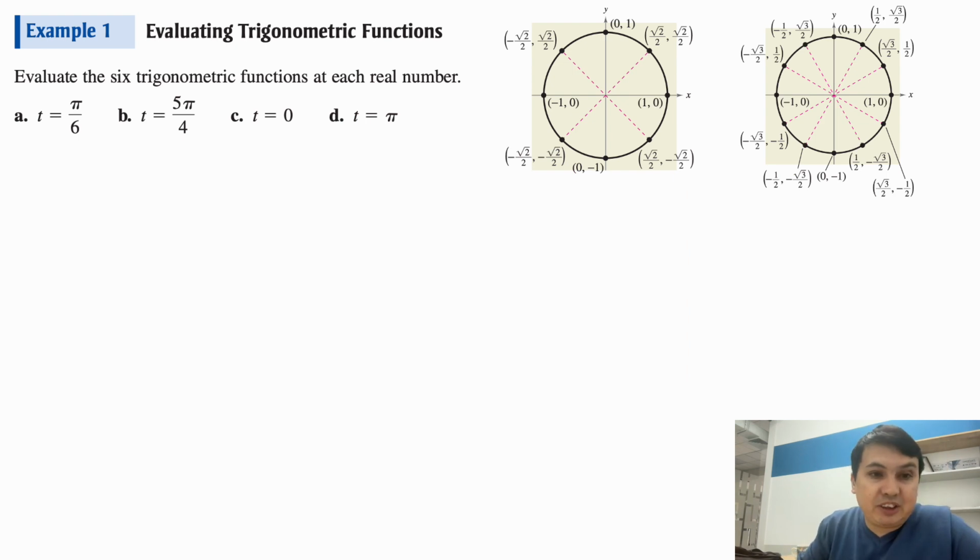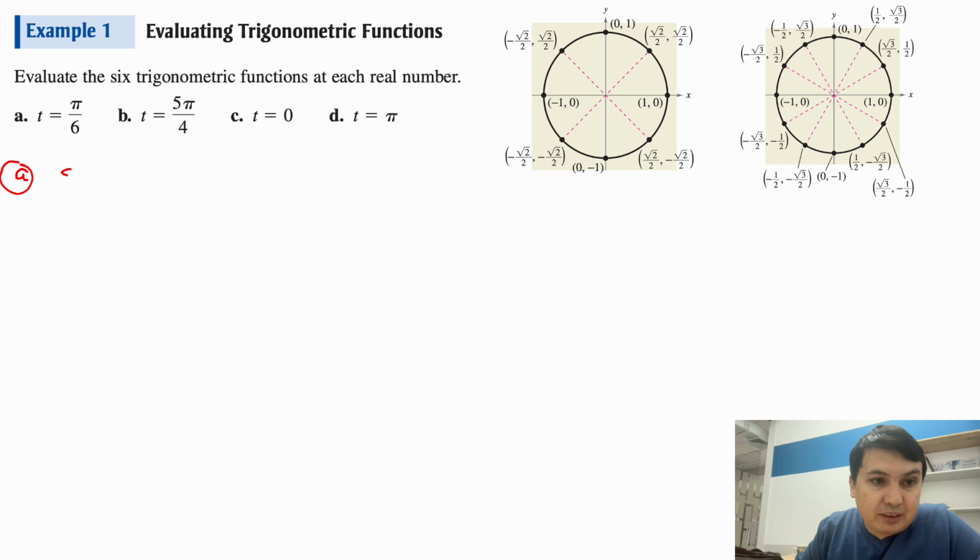Evaluate the 6 trigonometric functions at each real number. So I again copied those important circles. Yeah. I don't want to do all of it, I mean, especially for all 6. Okay, we'll try. Let's try some. So let's start with A.